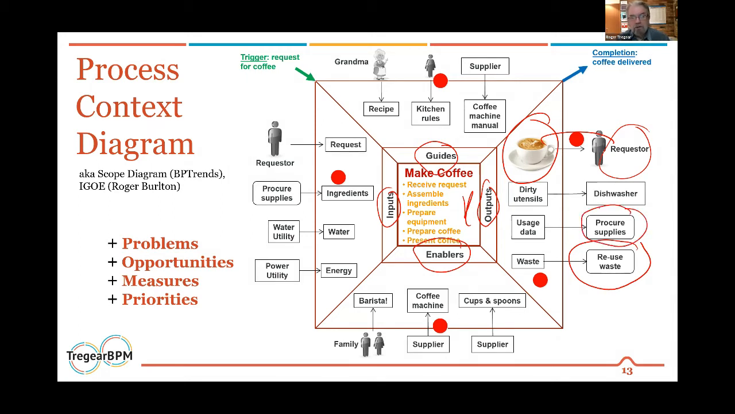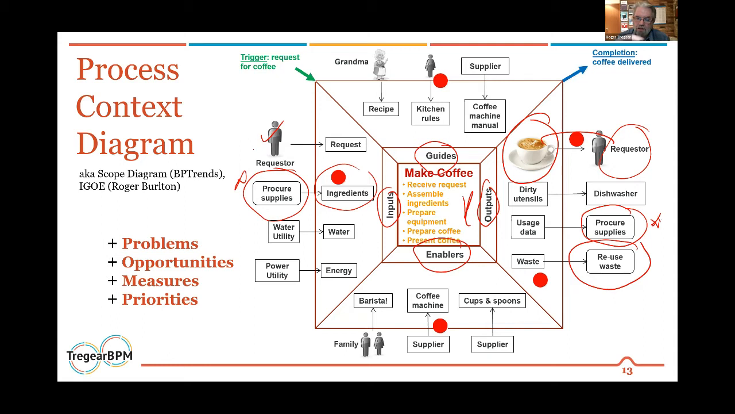Okay, so outputs. What are the inputs? Well, obviously there's a request, that's important. And then generally here, I've just made it pretty simple in this diagram. So we've got ingredients of all sorts coming. Oh, look, here they're coming from a process called procure supplies. Same one as we had over here and over here. So we've got our process providing inputs and taking outputs from this process. Energy is coming from a power utility, water, etc.